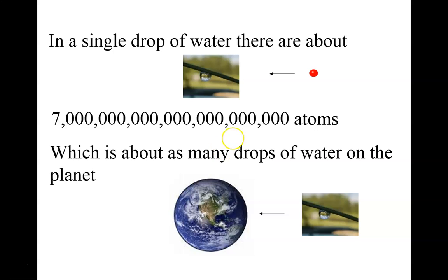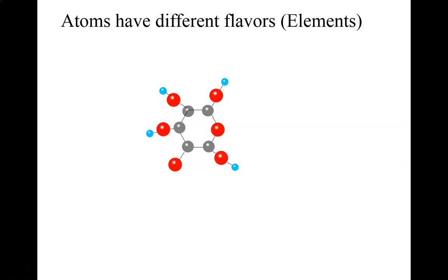That number is about as many as there are drops of water on the planet. So in all the oceans and all the rivers, as many drops of water is about how many atoms there are in a single drop of water. Atoms are small, so there's a lot of them.